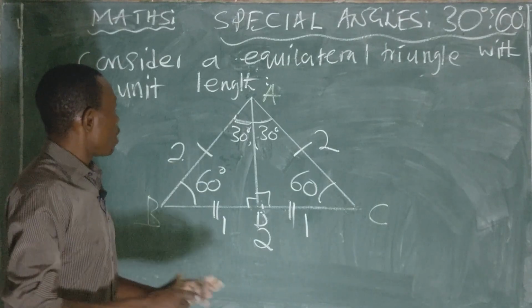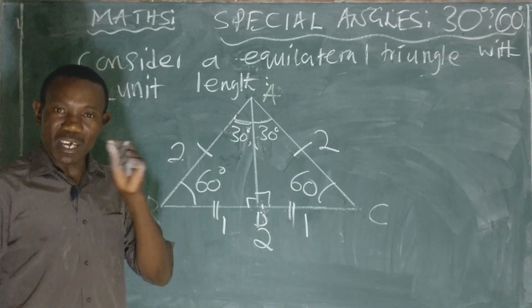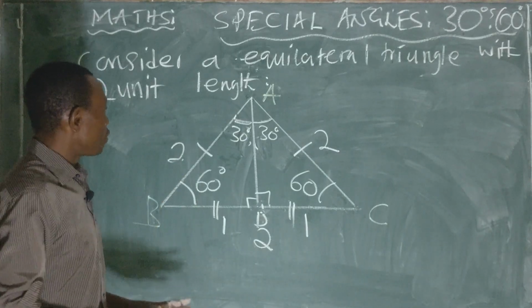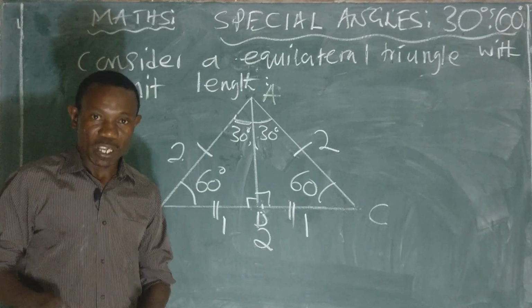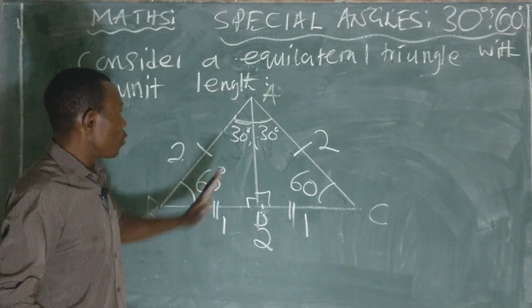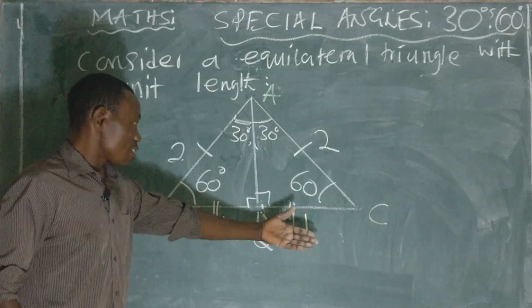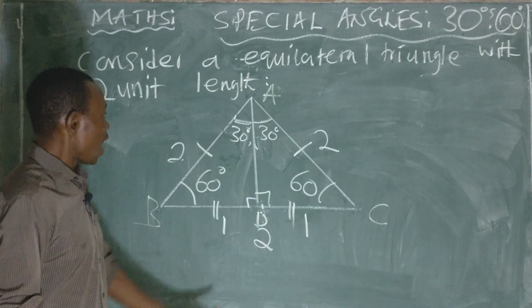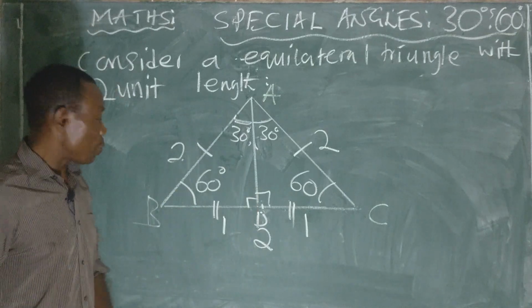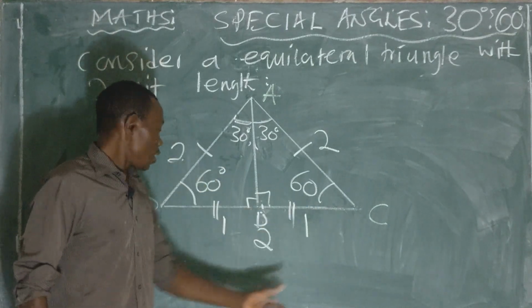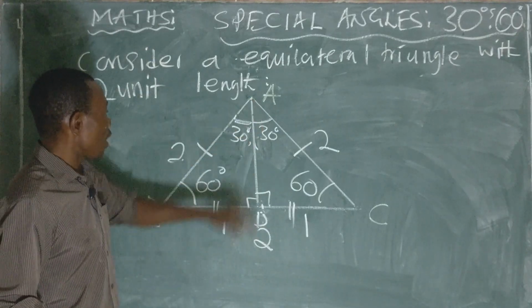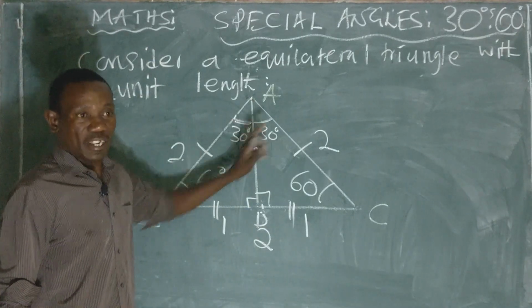Right, so always remember, if you talk of 30 and 60 degrees, the first thing we need to consider is how to do it. So please consider a triangle which is equilateral with 60 degree angles, and the sides should be 2 units. Then have a height like this one. We should be able to bisect the side BC into 1 unit and 1 unit, and the angle up there, which is A, should be 30 degrees and 30 degrees.